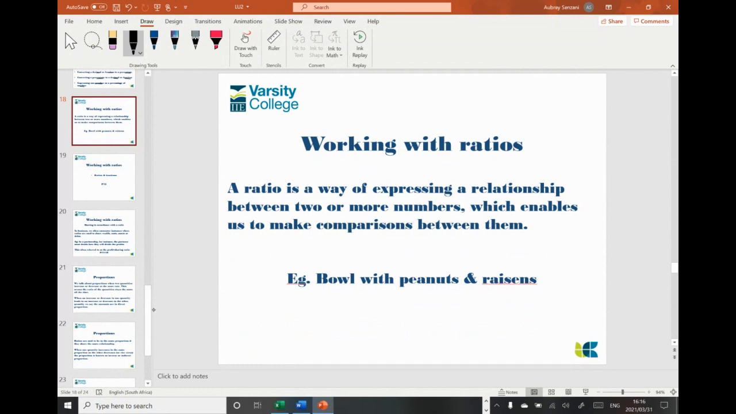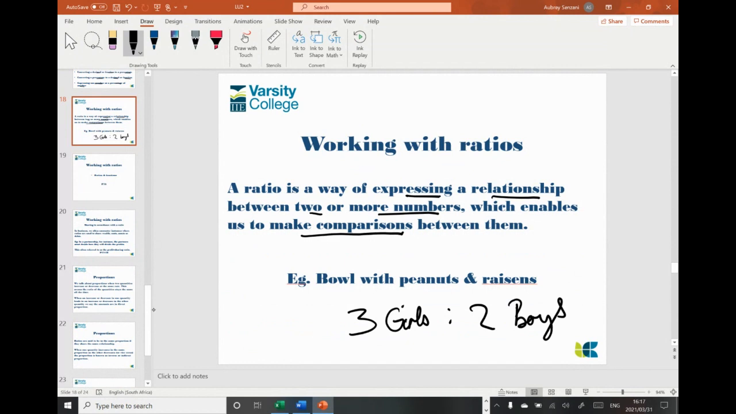Okay, working with ratios. A ratio is a way of expressing a relationship between two or more numbers, which enables us to make comparisons between them. That's the primary thing. So if they say for every 3 girls we had 2 boys.